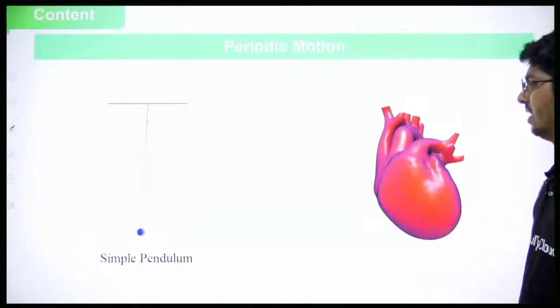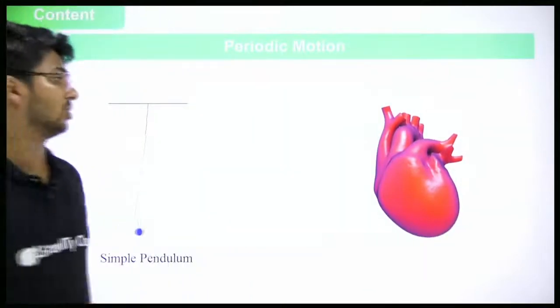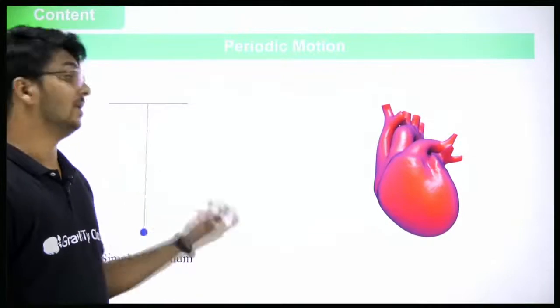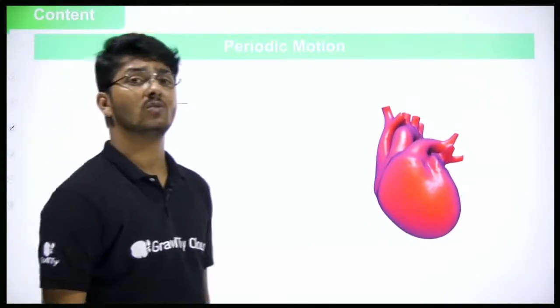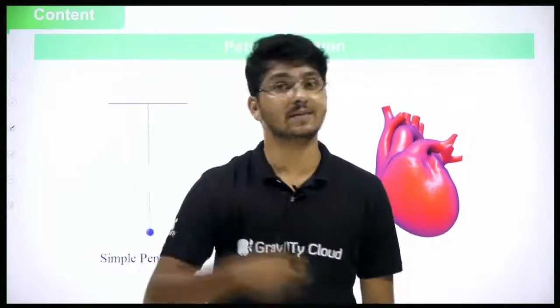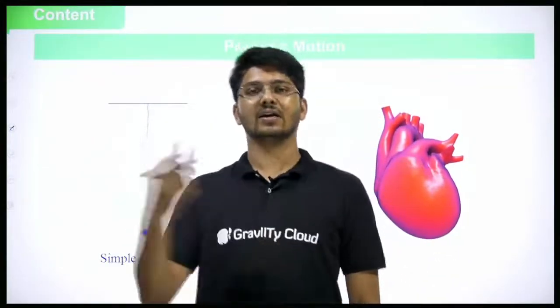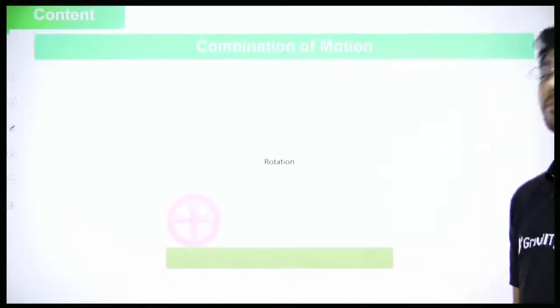Some examples, as you can clearly see. A simple pendulum is periodic. It repeats the motion. Heartbeat, you can clearly see that. The motion will be repeated with time. Yes or no? So all of them are periodic motions. The same motion is repeated again and again. Clear? Okay.